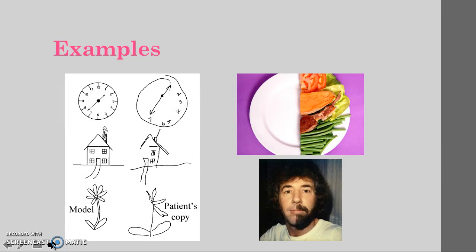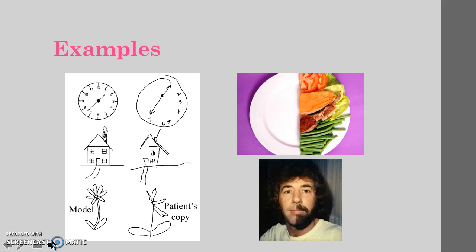The next two slides are examples of people who have left-sided neglect. So this picture is a person who copied drawings, and then you'll see during meal times they'll only eat half of the food, and then this guy who only shaved half of his face.